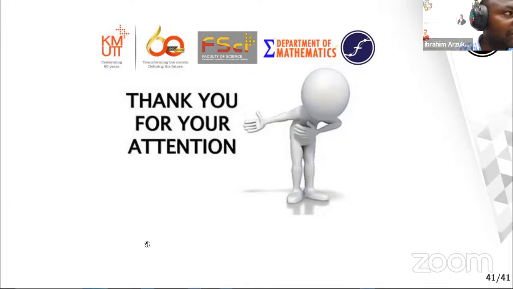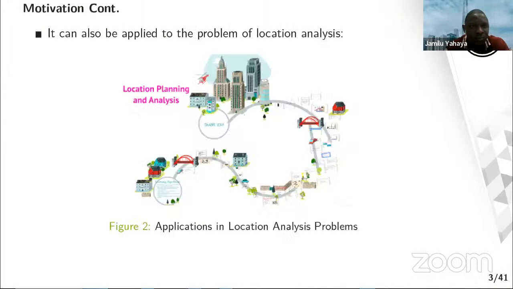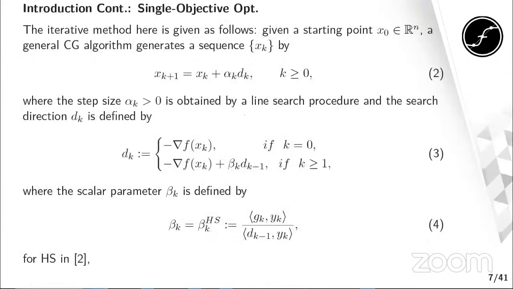You made mention that the HS does not guarantee the sufficient descent condition. However, in your presentation, you consider the HS conjugate gradient. What made you make this choice of algorithm for this particular vector optimization case? Is it that the HS may be better than others, for example FR, or you just decided to test it so that after checking the numerical results, whatever comes out, you report?